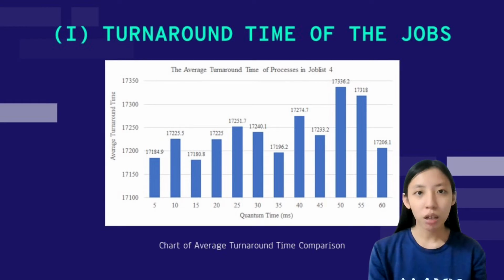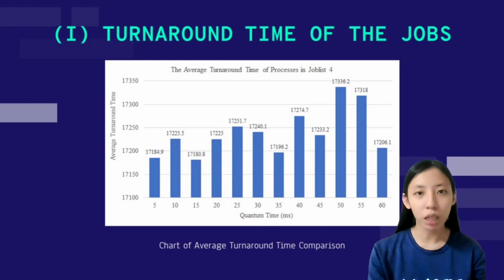The first bar chart shows the graphical analysis of how average turnaround time varies with quantum time. We observe that a quantum time equal to 15 milliseconds gives the shortest average turnaround time, while a quantum time equal to 50 milliseconds gives the longest average turnaround time.